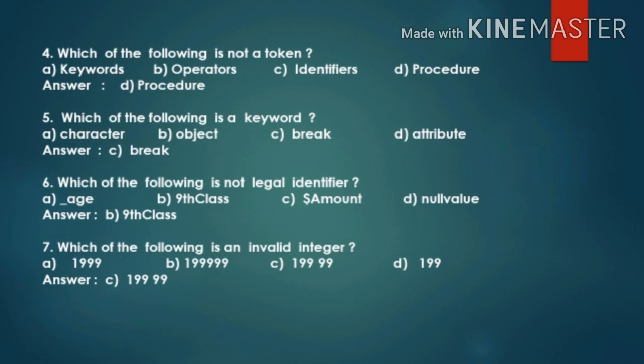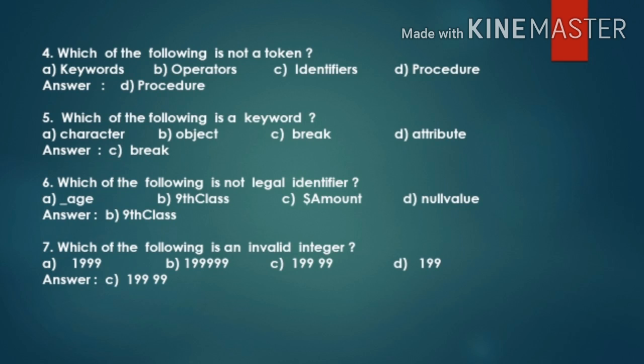Question number 4. Which of the following is not a token? Token is the smallest individual unit of Java program. Here the options are A. Keywords. B. Operators. C. Identifiers. D. Procedure. The correct option is D. Procedure.